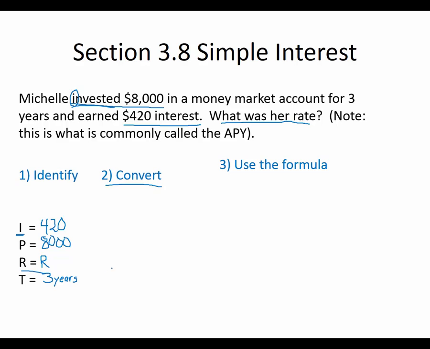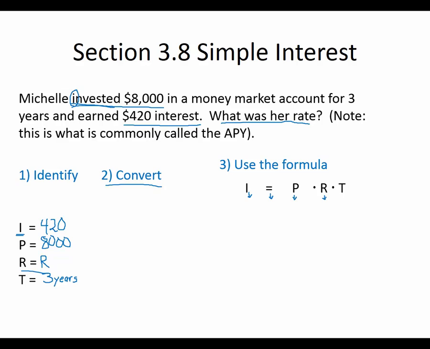And then the third step is to use the formula. Same formula as before. I equals P times R times T. Your interest is equal to the principal times the rate times the time. Well, what's the difference here is I actually do have a number for the interest that I can use. I can plug in the 420 directly underneath my I. Then I'll bring down my equal sign, and then directly beneath my P, I can write the 8,000.